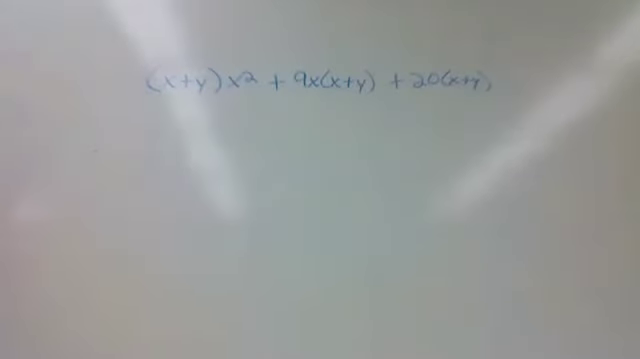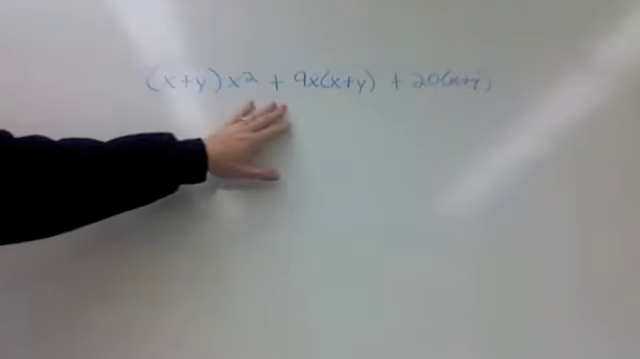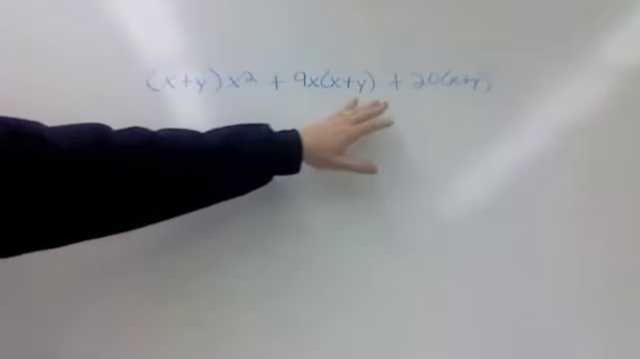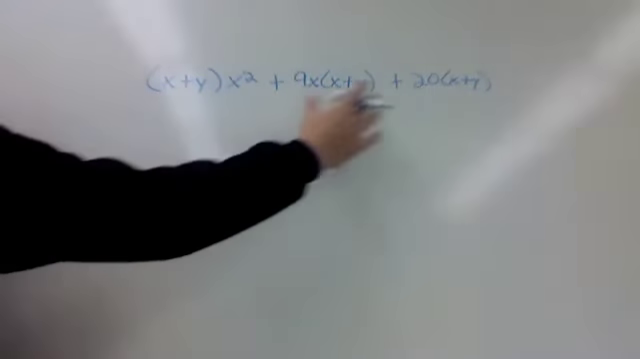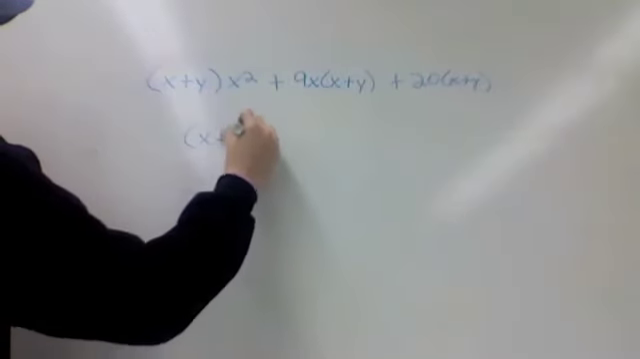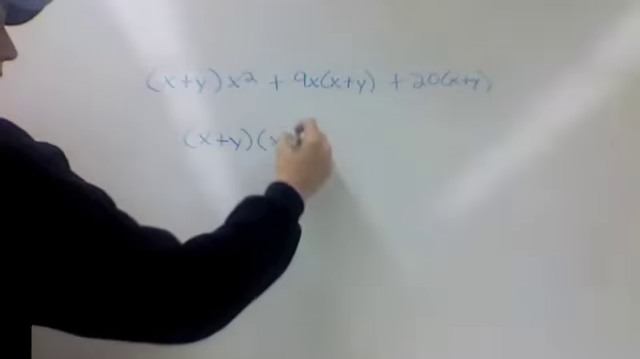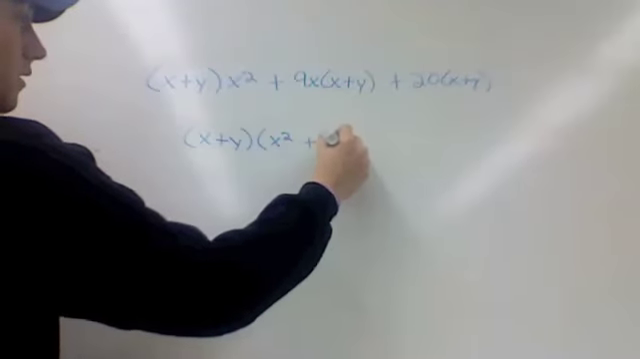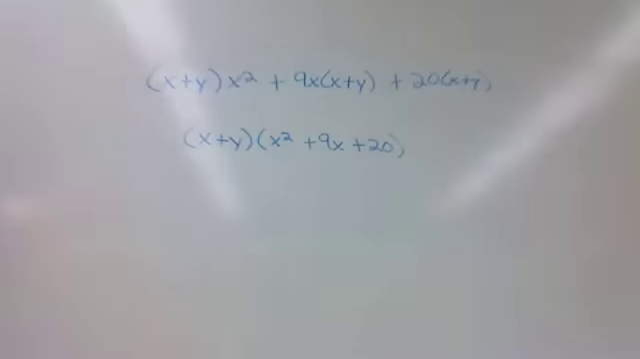So let's go ahead and look at another example here. We have (x plus y) times x squared plus 9x times (x plus y) plus 20 times (x plus y). So again, we see that we can factor out an (x plus y) out of all of this. So we'll go ahead and put in x plus y. And what's left over, we have x squared plus 9x plus 20. So pretty simple so far.